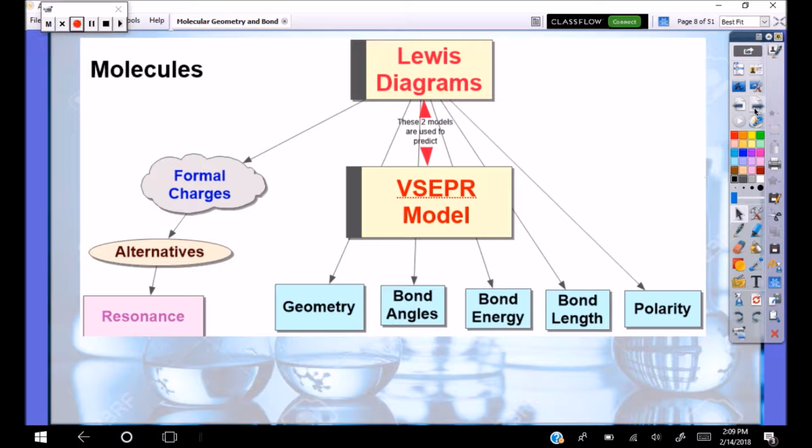So, with the Lewis dot structures, the great thing about Lewis structures is that we can use them to figure out the formal charges of molecules, and we also can use them to accurately display resonance. That's what we've done so far. So we've successfully done formal charges, we've successfully looked at resonance. Now we're going to look at how things are arranged in 3D space using the VSEPR model.